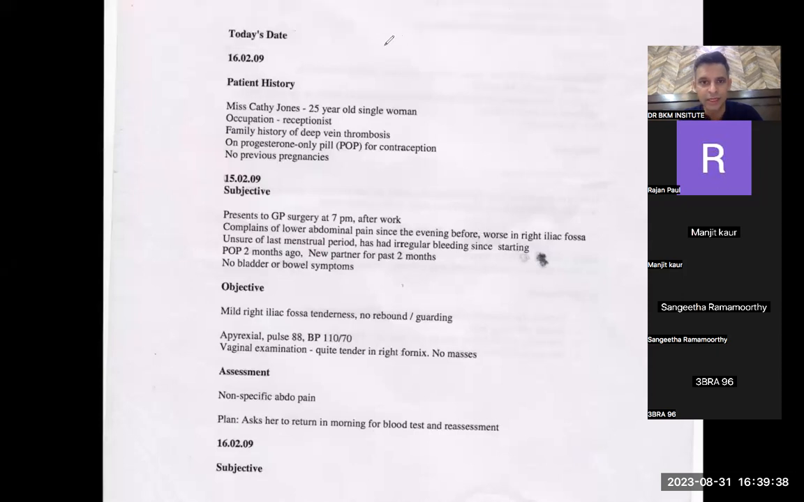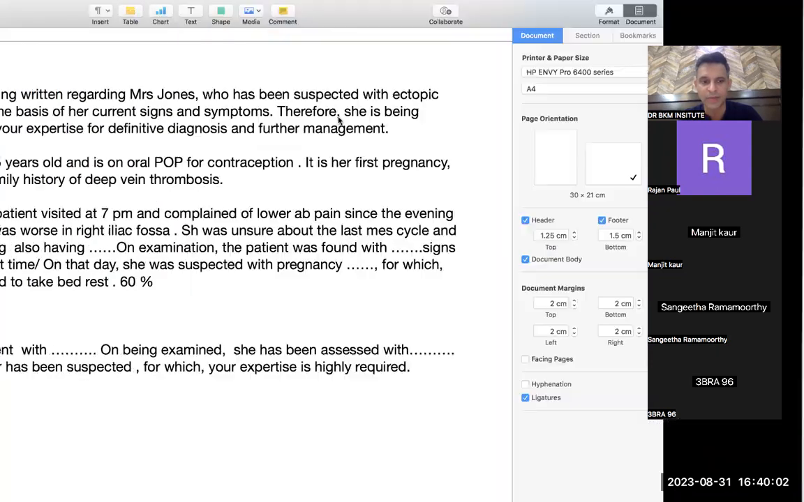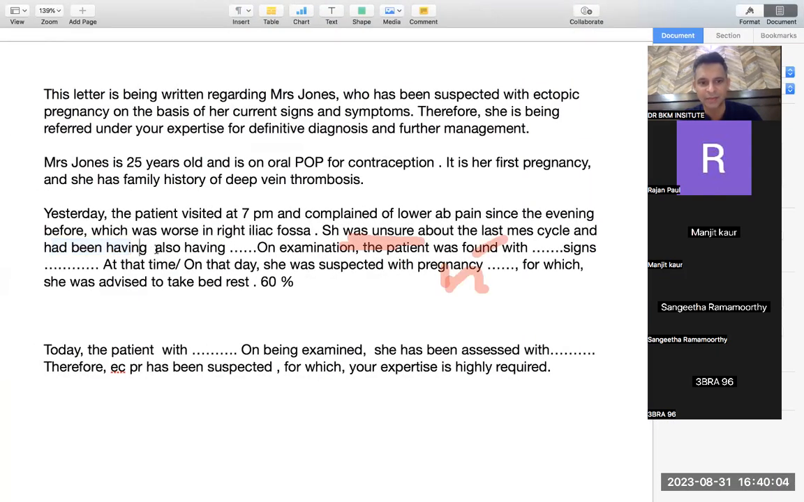Over here, deliberately, it is given in the present, has had. So I have to change it to the past. I will say had been having since starting POP 2 months ago. Had been having means past perfect continuous. Had been -ing, with since and for. So I'm exactly doing the same thing. Had been having.